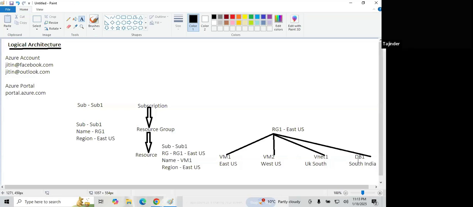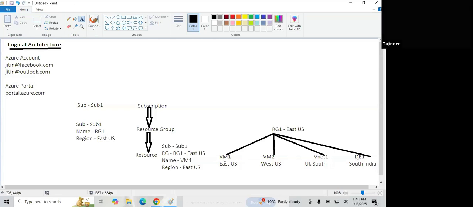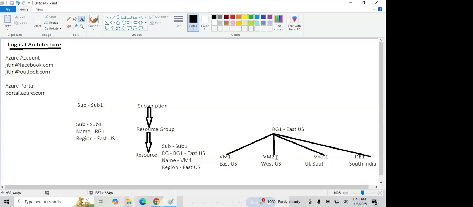Fourth one is a database. Some of them are in the same region as the region of a resource group. VM number one is in the same region as the region of RG1. VM2 is in a different region. VNet1 is in a different region. DB1 is in a different region.